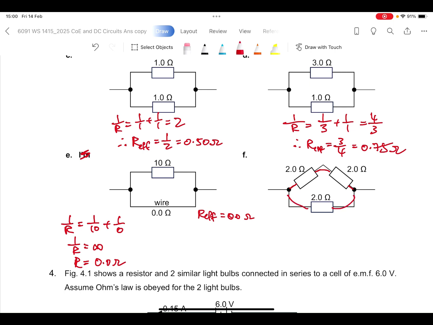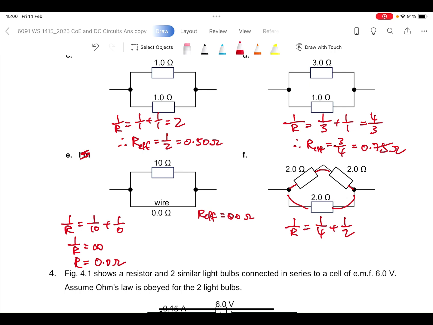So when there are two branches in parallel, we use the parallel formula. The upper branch has 2 ohms and 2 ohms in series with each other, which means that the upper branch has a resistance of 4 ohms and the lower branch has a resistance of 2 ohms. So the upper branch, the two 2 ohm resistors are in series with each other.